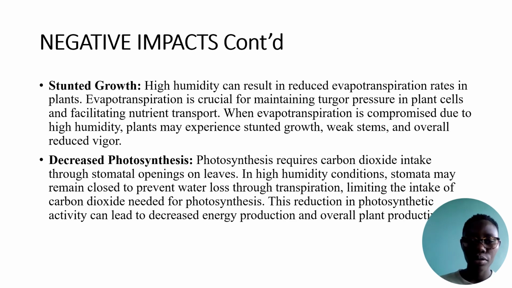The third one is called stunted growth. High humidity can result in a reduced evapotranspiration rate in a plant. Evapotranspiration is crucial for maintaining turgor pressure in a plant cell and facilitating nutrient transport. When evapotranspiration is compromised due to high humidity, plants may experience stunted growth, weak stems, and overall reduced vigor.